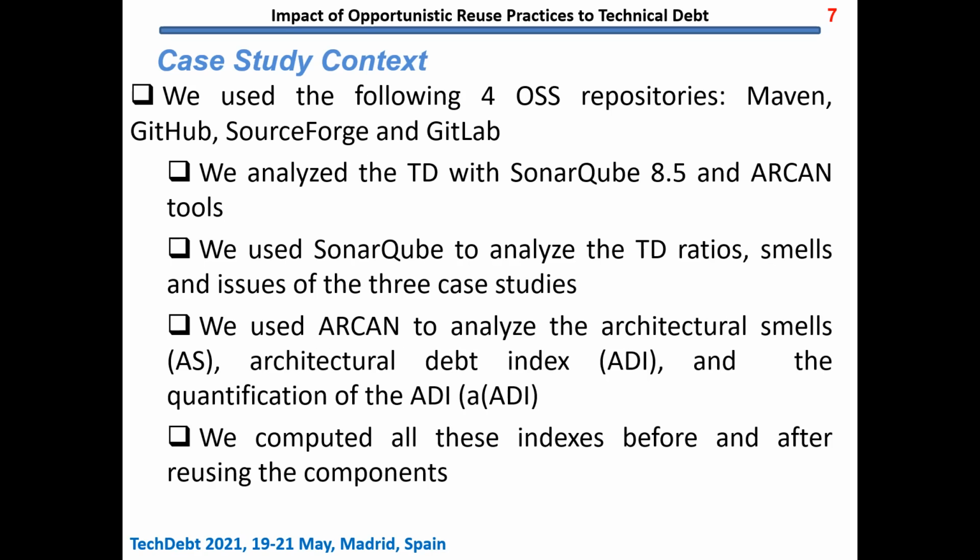In order to reuse components opportunistically, we use 4 different repositories: Maven, GitHub, SourceForge, and GitLab, and 2 different tools, one commercial tool, SonarQube, and one research tool, Arcan. So we use SonarQube to analyze the technical debt ratios, number of smells, and issues in the 3 systems, and we use Arcan to detect the architectural smells, the architectural debt index, and the quantification of this index. And we compute all the numbers before and after reusing the components opportunistically.